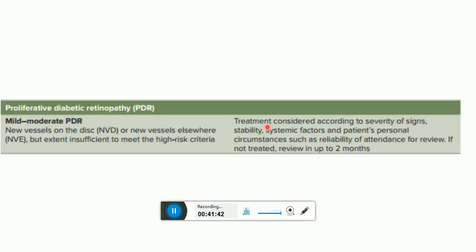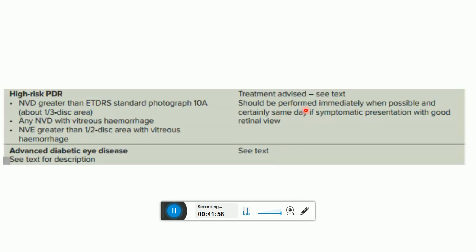So here treatment is considered according to severity of signs and stability, systemic factors, circumstances such as reliability of attendance for review. If not treated, review in up to 2 months. And here treatment is advised, which we will discuss. It should be performed immediately when possible, and certainly same day for asymptomatic presentation with good retinal view. So if you see NVD greater than 1/3, then direct treatment. And advanced diabetic eye disease, which we have already discussed.